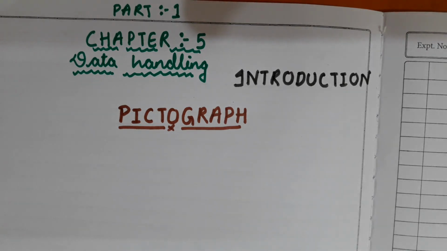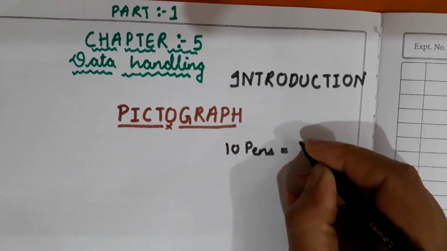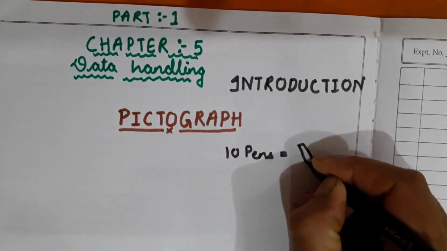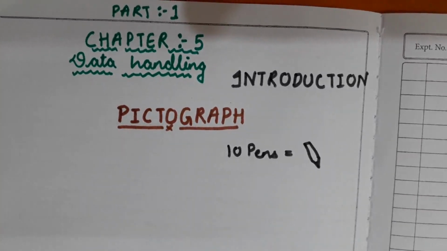So we have to represent 30 pens in the Monday column. How can you represent it? You have two ways. First, you can make the picture of 30 pens, or you can decide that 10 pens represent one pen picture. How? Let's see. We can say that 10 pens is equal to one pen picture.